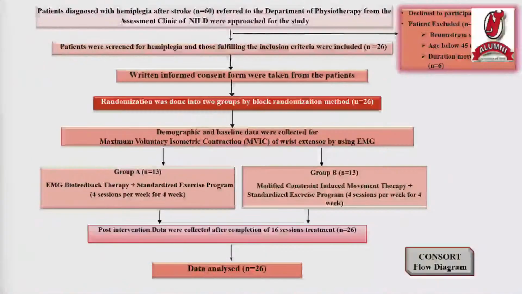60 subjects were approached for the study, referred from the assessment clinic to the department. 26 among them were included in the study. Written consent was taken from the patients and randomization into 2 groups was done through the block randomization method by computer. The demographic and baseline data were collected, including the MVIC value of the wrist extensor muscle using EMG.